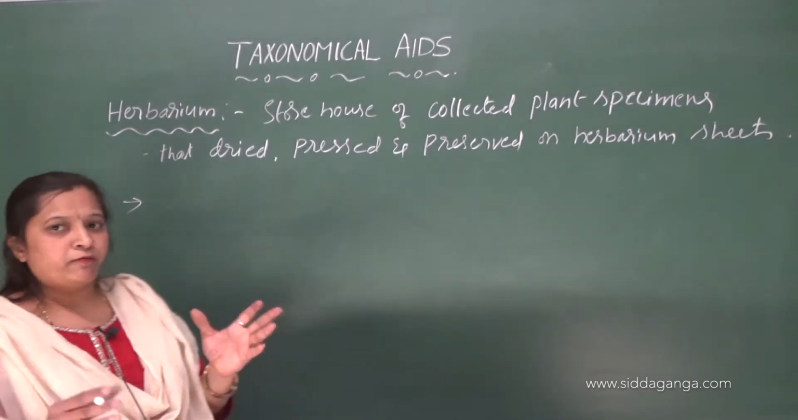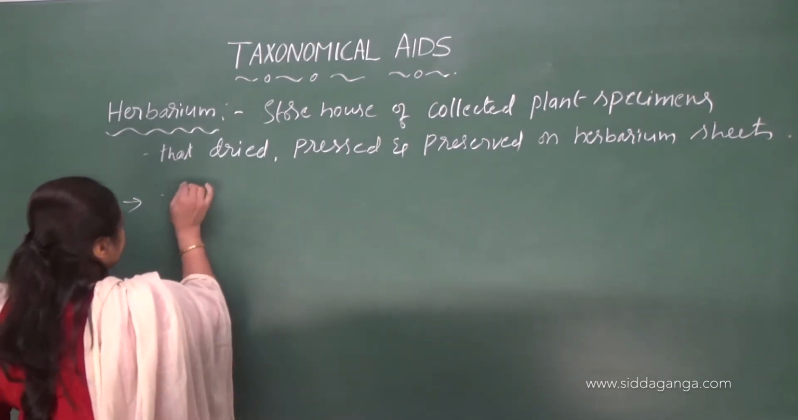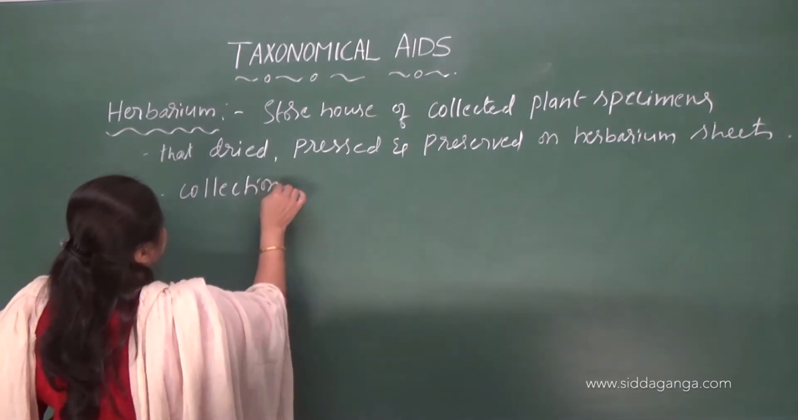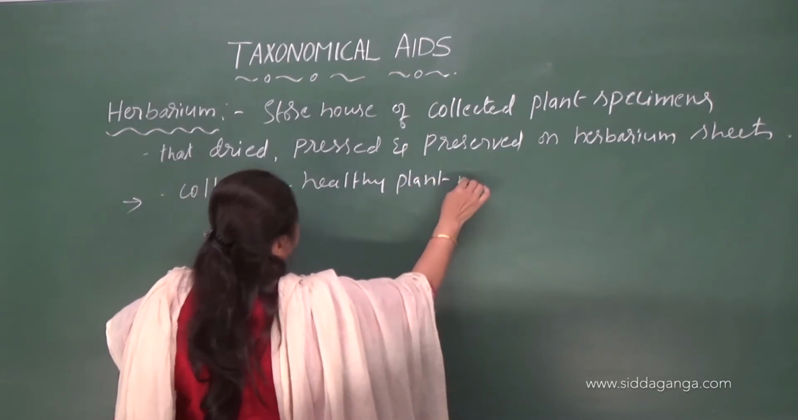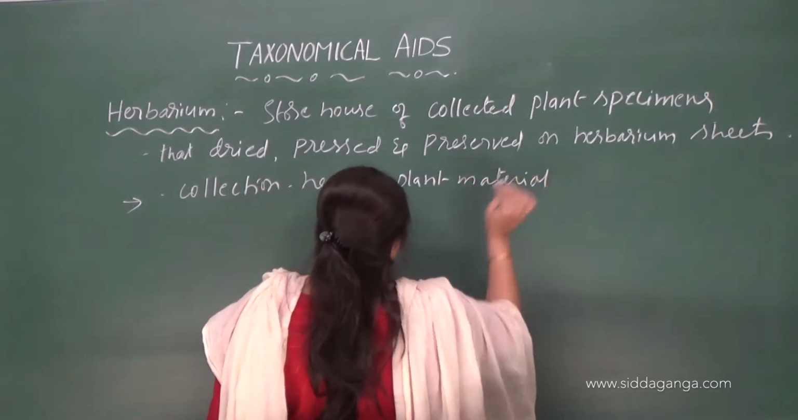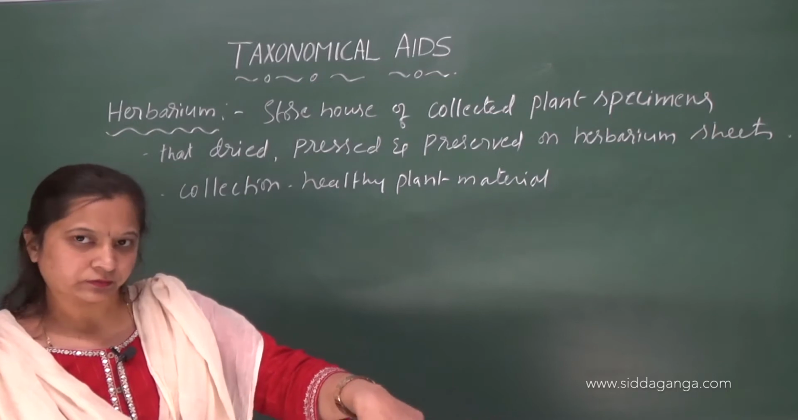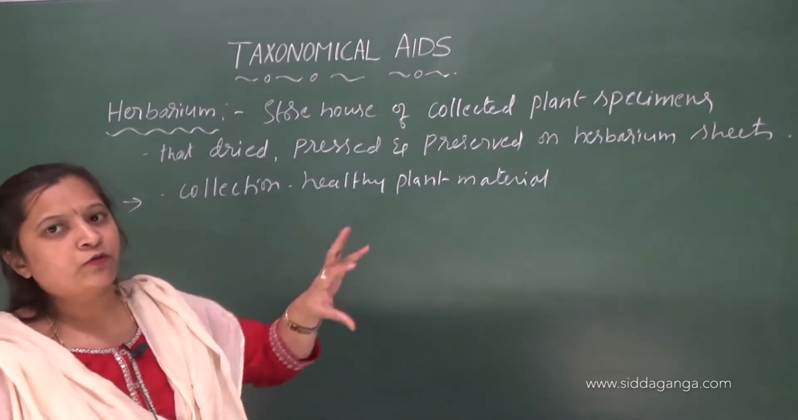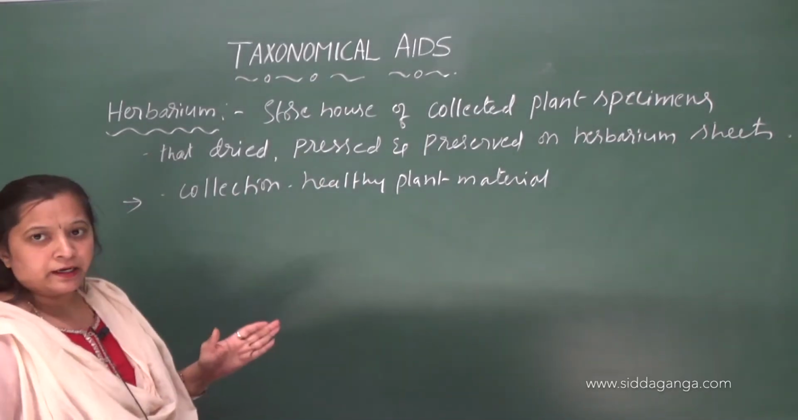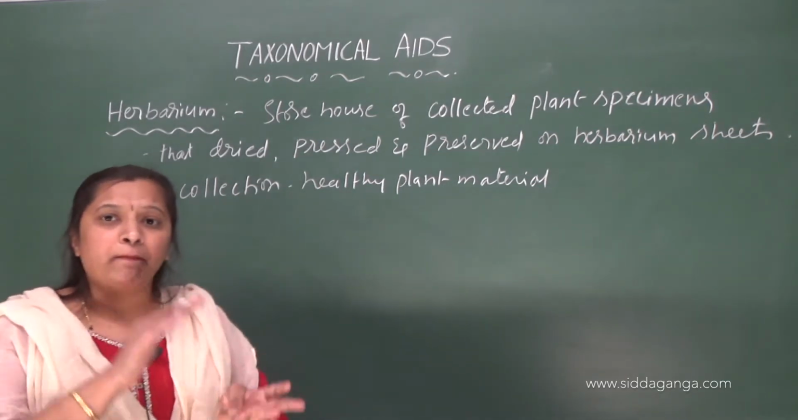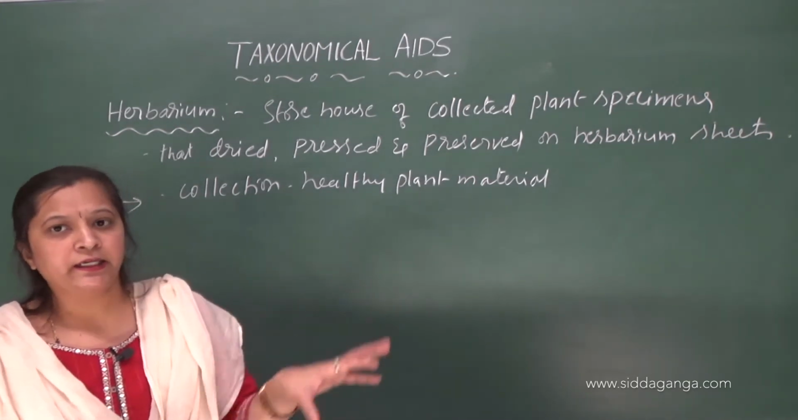The very first procedure in a herbarium is the collection of healthy plant material. If it is a smaller plant, like a herb, the plant along with roots is collected, and if it is a woody plant, the twigs along with the flowers are collected. After collecting, the plant material has to be dried completely. Drying is a very important procedure here because it avoids decaying of the plant.